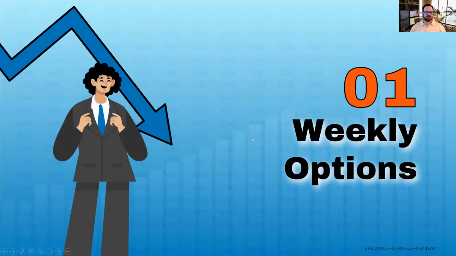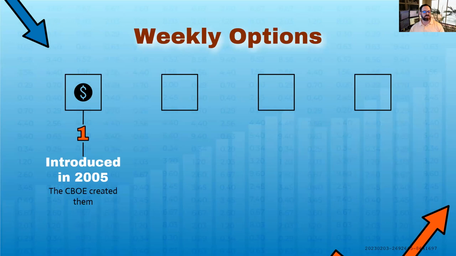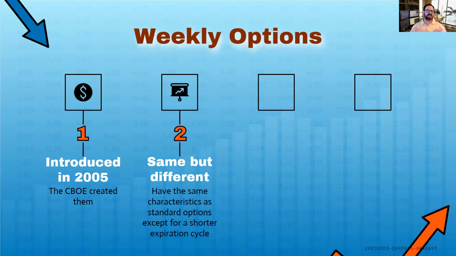So again, I'm going to introduce you to weekly options, what they are, how they work a little bit, the risks, and the fun part about them as well. So they were introduced in 2005 by the Chicago Board Options Exchange, or CBOE, and they've kind of changed a little bit. They have many of the same characteristics as normal options, and they call them standard options. Standard options have monthly expirations. They expire typically on the third Friday, technically it was Saturday, but third Friday of every month.